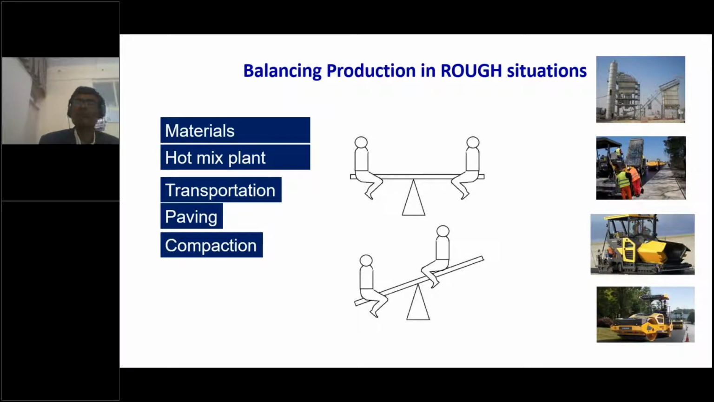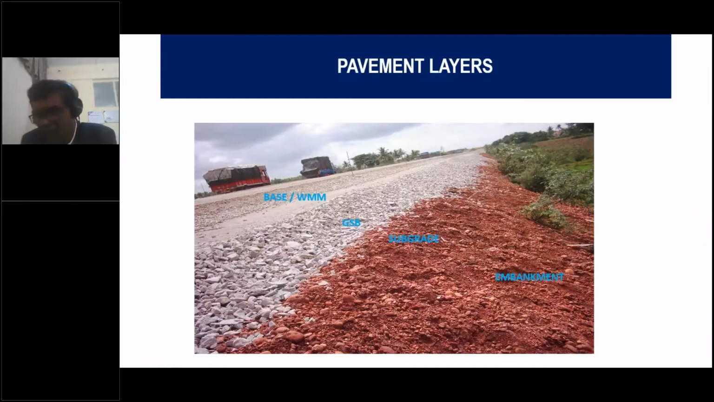So especially because we work in rough situations in remote areas, this is an important aspect to be looked into. When we look at this typical cross section of the pavement, whether it is a concrete road or an asphalt road, these are the bottom layers that we find. There is an embankment constructed to maintain the vertical profile. We need to construct the pavement to the required vertical profile. So to maintain that, we always construct embankment, or we may go for cutting.